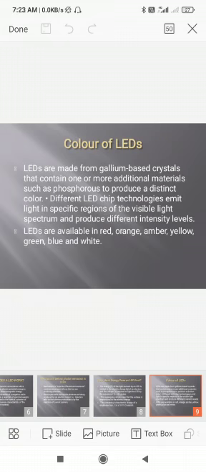Color of the LEDs. LEDs are made from gallium based crystals that contain one or more additional materials such as phosphorus to produce distinct colors. Different LED chip technologies emit light in specific regions of the visible light spectrum and produce different intensity levels. LEDs are available in red, orange, amber, yellow, green, blue and white.